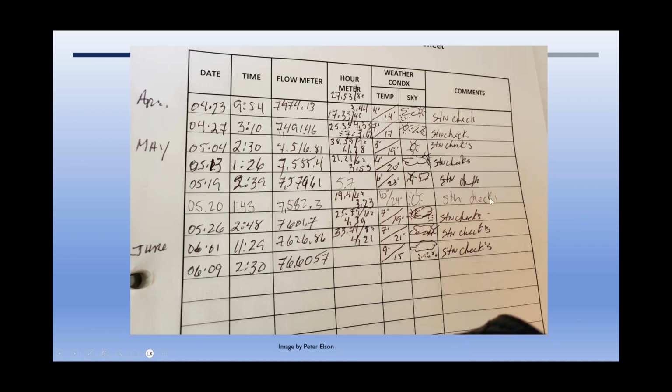This is another one we're going to look at. I like the fact that he's got weather conditions. That can be, again, quite useful to help you explain any large day-to-day changes. But again, he's got problems with his hour meter and his flow meter. He's trying to do his calculations and he doesn't have anywhere near the space to do that.